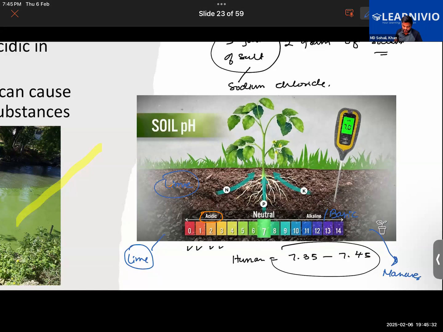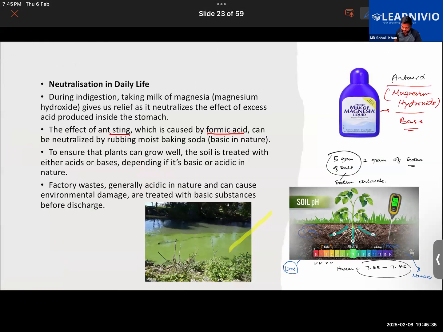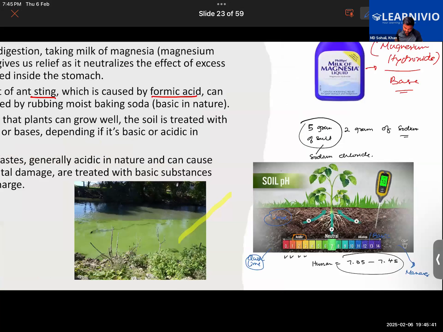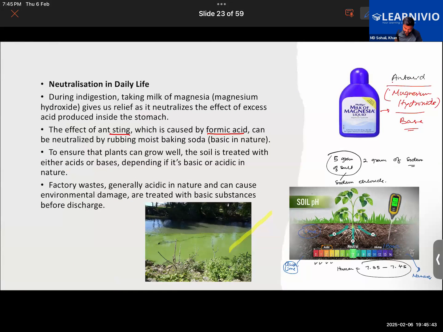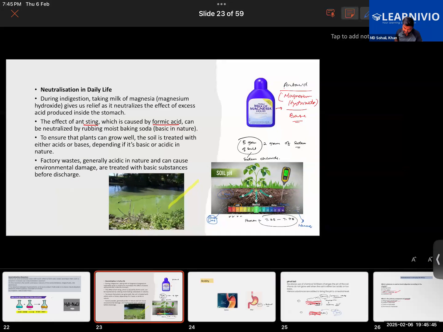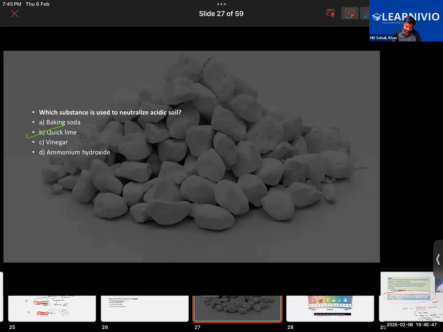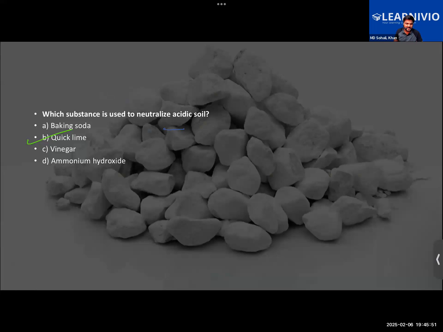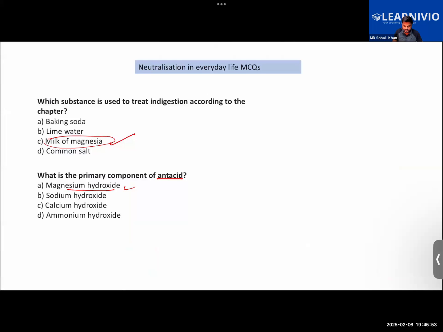Basically, quick lime will be added. You can take a look at the image of the quick lime over here. See, this is the quicklime. If the soil is acidic, to neutralize that soil, quicklime is added.